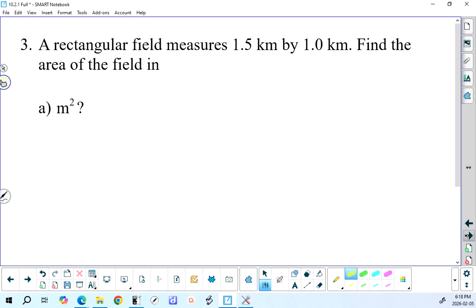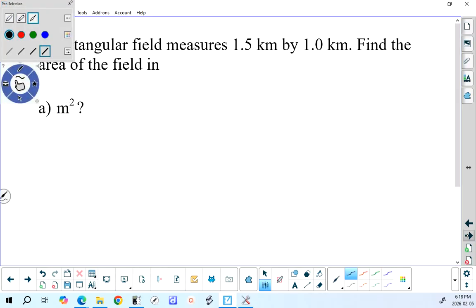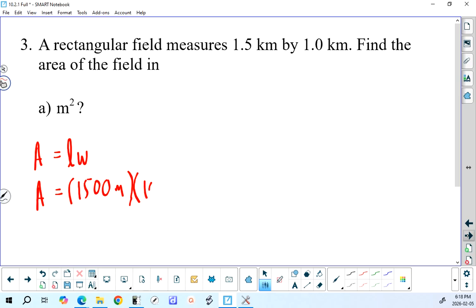So we have a rectangular field measuring 1.5 kilometers by 1.0 kilometers. What's the area in square meters? Well, it's length times width. This is how we find the area. But we want it in square meters, so we're going to have to use the length in meters and the width in meters to find the area in square meters.